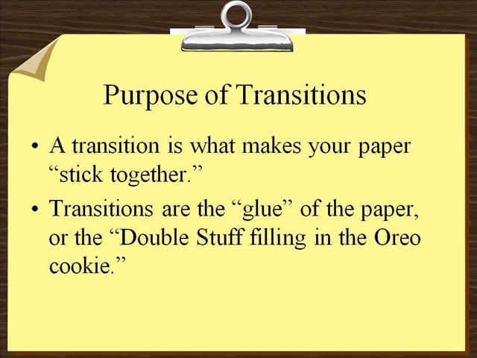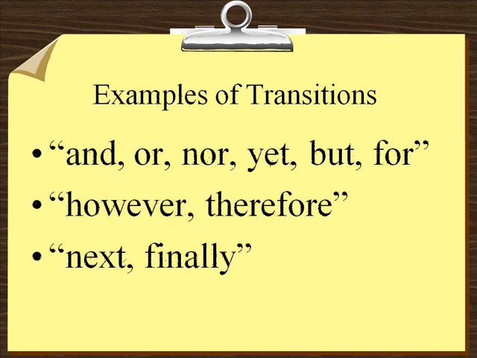Okay. What are some examples of transitions? There are 6 easy ones that kind of go together in a rhyme. And, or, nor, yet, but, for. I'm not going to ask you this on a test, but know what they are. And, or, nor, yet, but, for. You also have however and therefore. Next, finally, first. There is not a word as firstly. There is not really a word as secondly. We just use it. Okay?